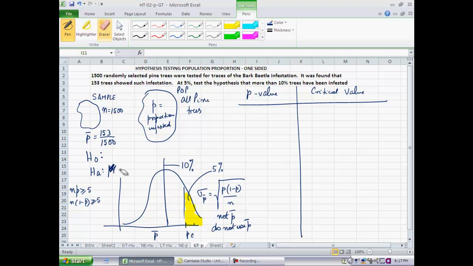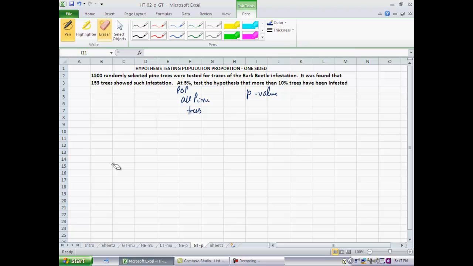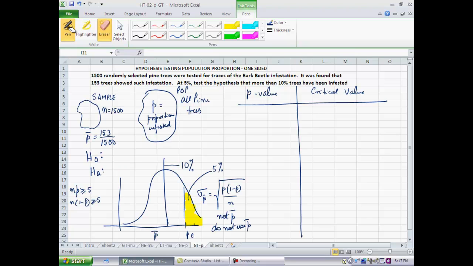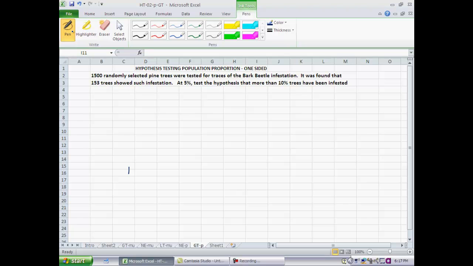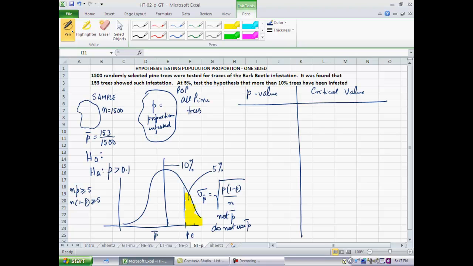the population proportion P is greater than 0.1. That's how I set it up as the alternate hypothesis, because if that conjecture is confirmed, I would like it to be the result of a rejection of the null. That's why I set it up as the alternate.